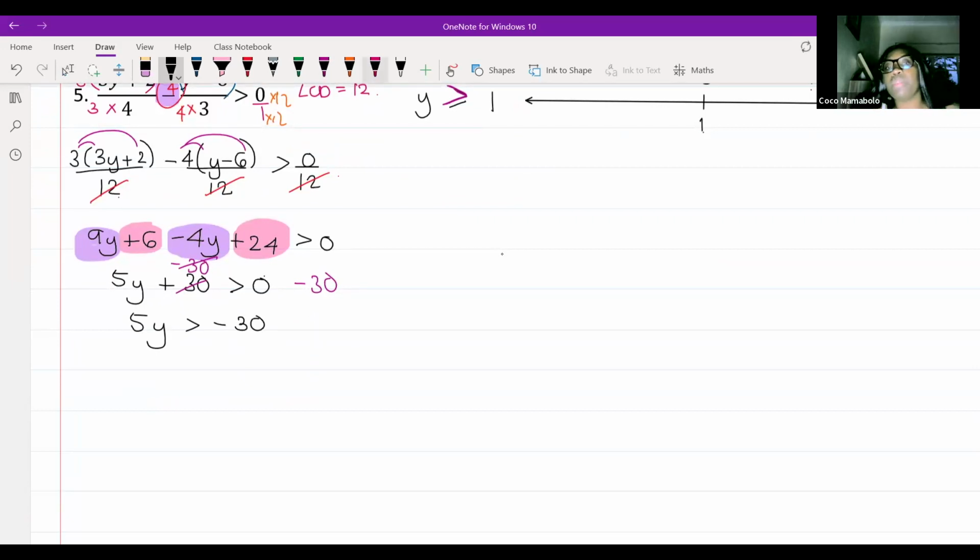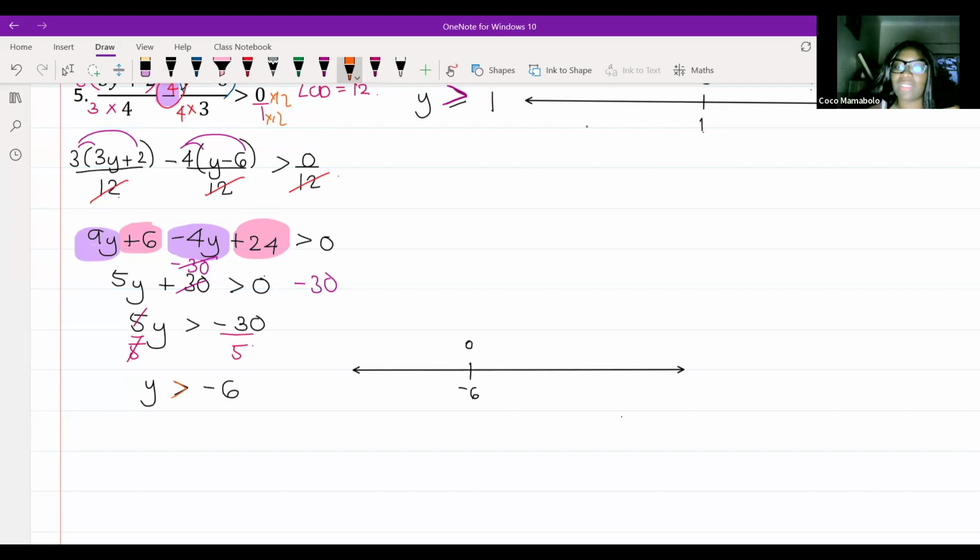And now there's no need for me to change my sign because I'm not dividing by a negative. I'm just dividing by 5. Divide by 5, so 5 and 5. So I should get y is greater than negative 6. So when I plot this on my number line, I'm going to go to negative 6, open dot, absolutely. And that's it, Fulufelo, look at you. Y is bigger than negative 6. So my arrow must go to the numbers greater than negative 6 in that direction.